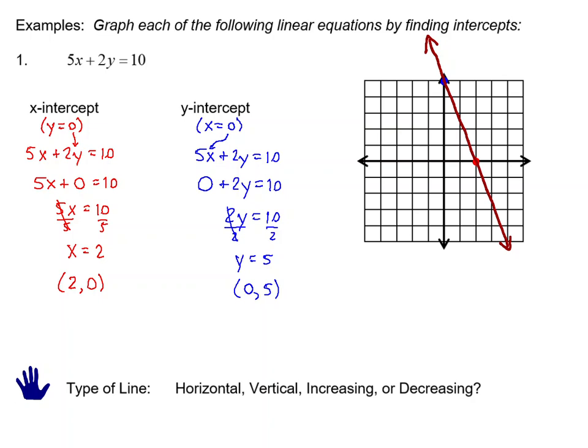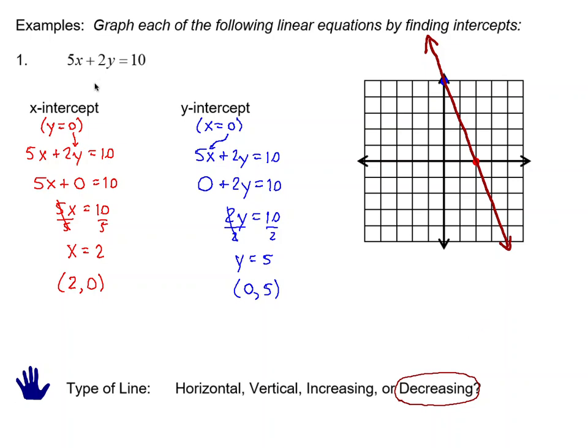And that's it. We're going to find the x-intercept and plot it. We're going to find the y-intercept and plot it. And then we're going to connect those 2 points with a line. What type of line do we have? Is it horizontal, vertical, increasing, or decreasing? Well, we read it from left to right and we see that we're going downward. It has a negative slope, so this is a decreasing line.